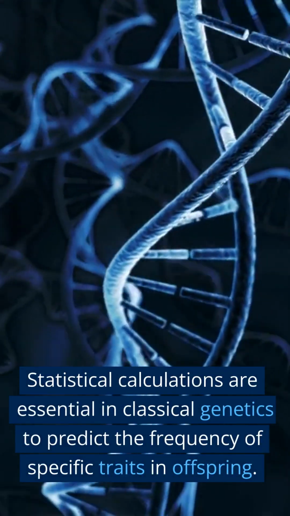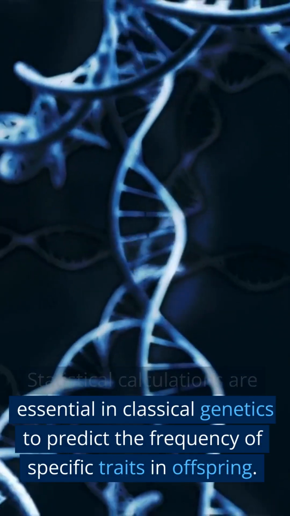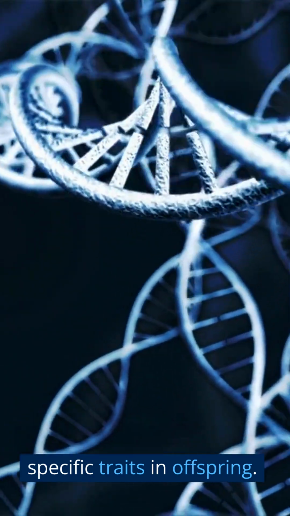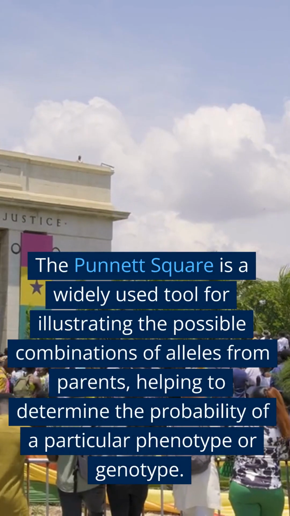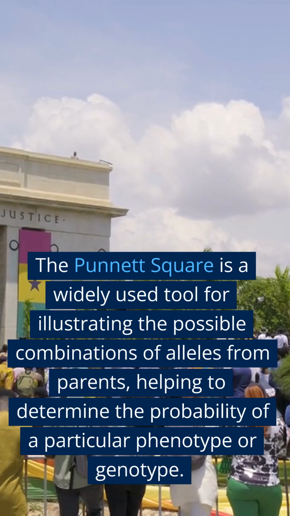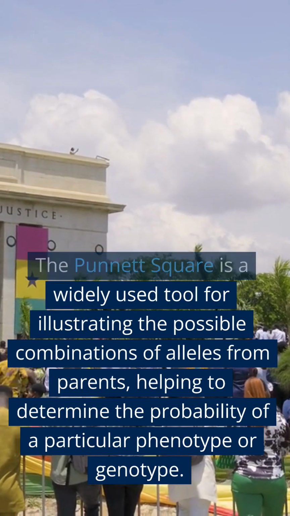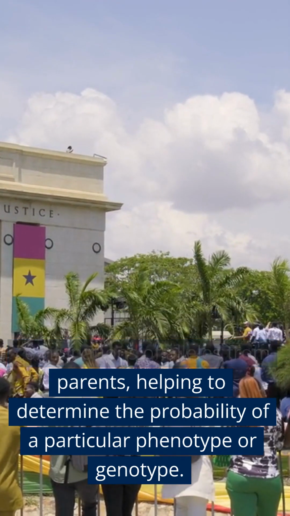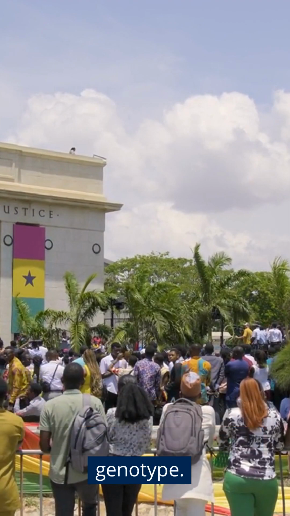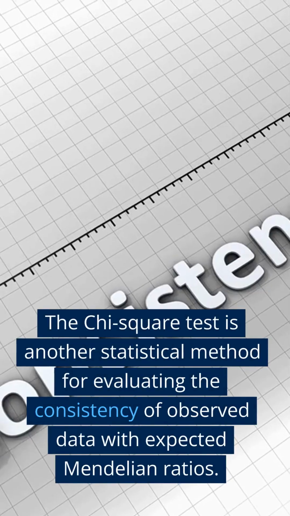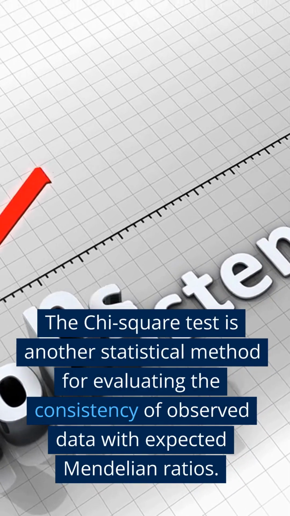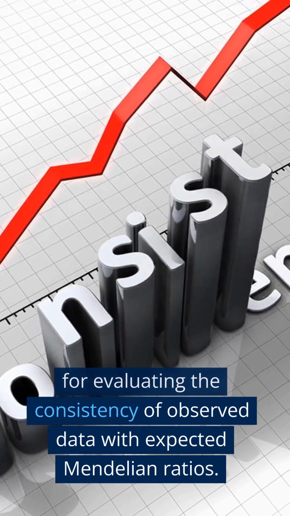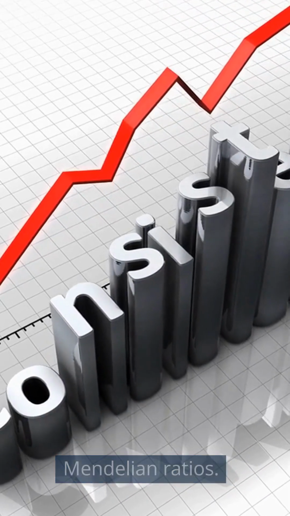3. Statistical calculations. Statistical calculations are essential in classical genetics to predict the frequency of specific traits in offspring. The Punnett square is a widely used tool for illustrating the possible combinations of alleles from parents, helping to determine the probability of a particular phenotype or genotype. The chi-square test is another statistical method for evaluating the consistency of observed data with expected Mendelian ratios.